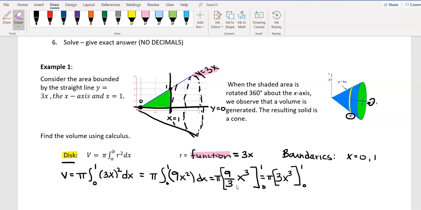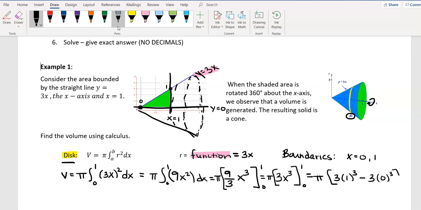And then we need to evaluate this from 1 to 0. So let's do pi in front, and then plug our 1 in. So 3 times 1 to the third minus 3 times 0 to the third. Now, obviously, when you plug a 0 in there, that will, of course, cancel out. And we have pi times 3. And so my solution here is 3 pi.